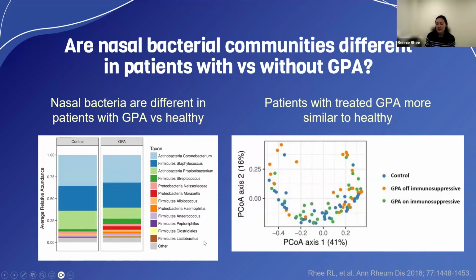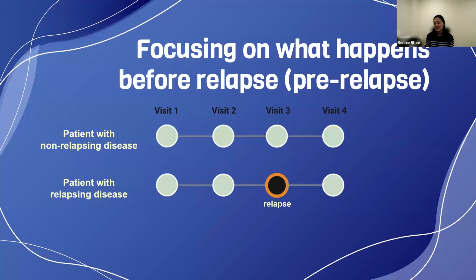The other interesting thing we found was that people with GPA who were on treatment were actually more similar to healthy patients, whereas those who were off treatment were different. That raised a lot of interesting questions. Could it be that there was still some subclinical or mild inflammation occurring in those off treatment? Was there something about the actual medication itself, or potentially some other factor associated with it? It answered some questions and raised new ones, which led us to study this further.